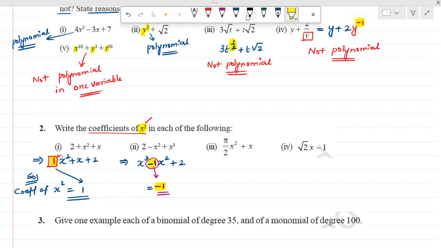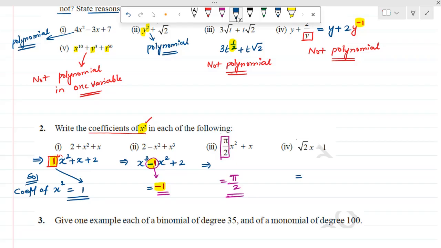Is it right? Now what is the standard form here? This is a standard form as it is. So x power 2, x power 1. Now what is the coefficient? I will take this one, the whole thing. Is it right? So this is my coefficient, which is pi over 2. Clear?